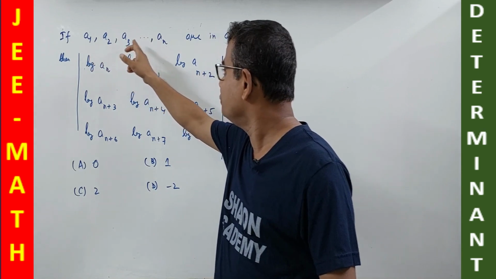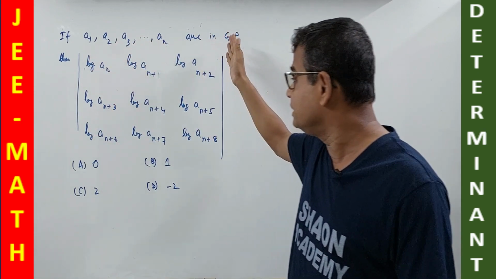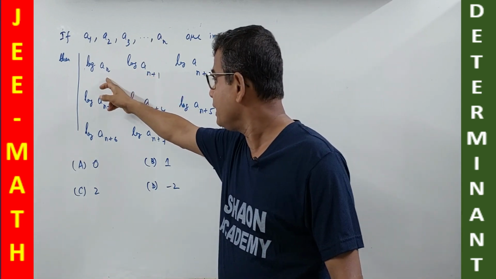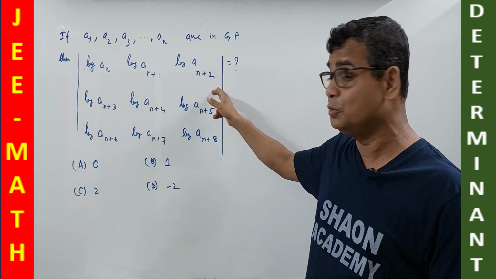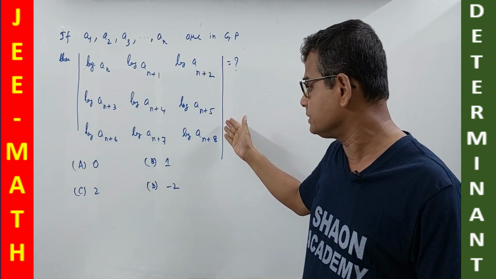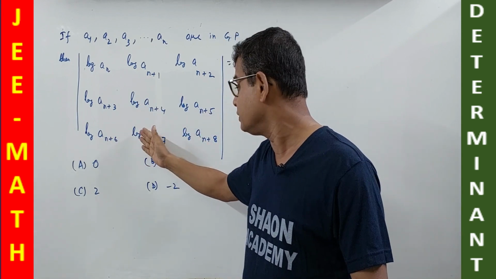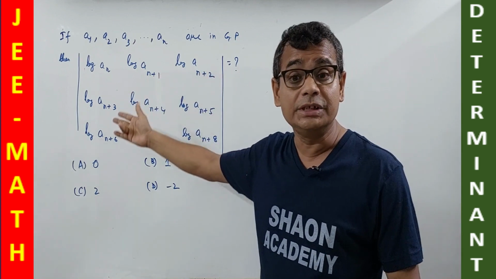If a1, a2, a3, ..., an are in GP, then what is the value of this determinant: log of an, log of an+1, log of an+2; log of an+3, log of an+4, log of an+5; log of an+6, log of an+7, log of an+8?